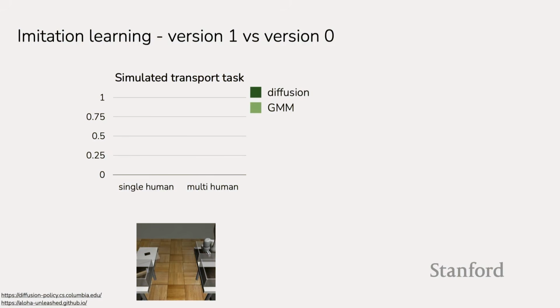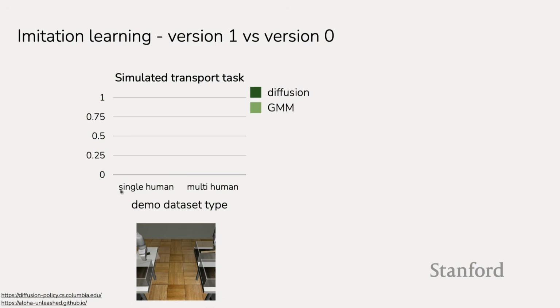There's a couple of works that have evaluated this more explicitly. So here's a transport task where you need to have one robot transport a tool to another robot, and the policy is controlling both of these robots. And we'll be comparing diffusion and a Gaussian mixture model. Diffusion is a lot more expressive than what you can even represent with a Gaussian mixture model.